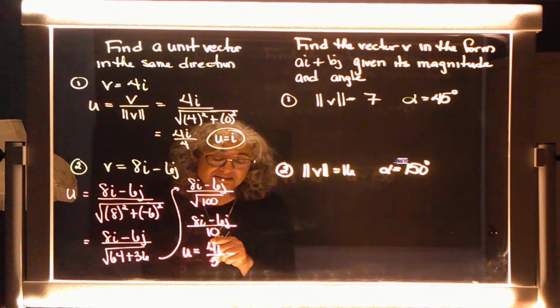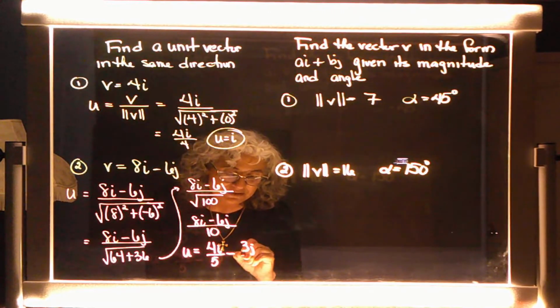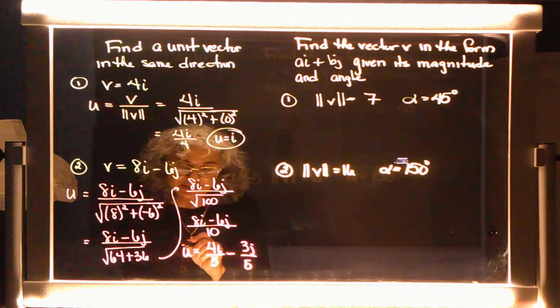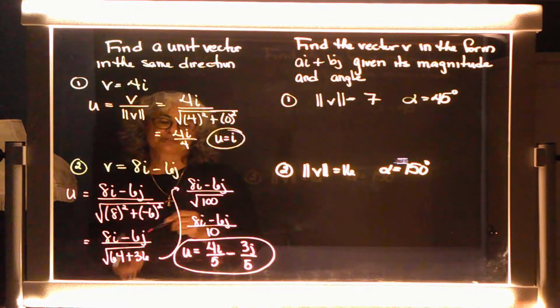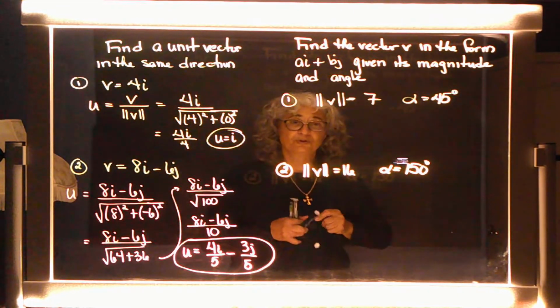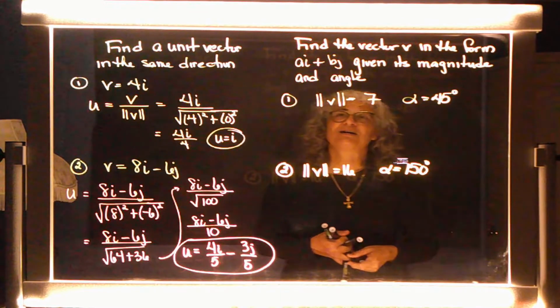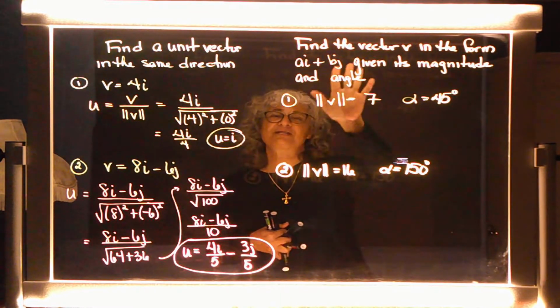6j over 10. That can reduce. So here is my unit vector in the same direction as the original vector. Cool? Awesome. Okay, let's look at these directions.